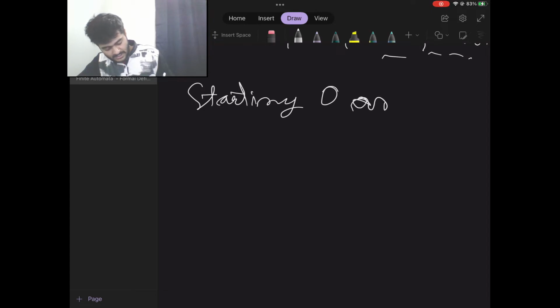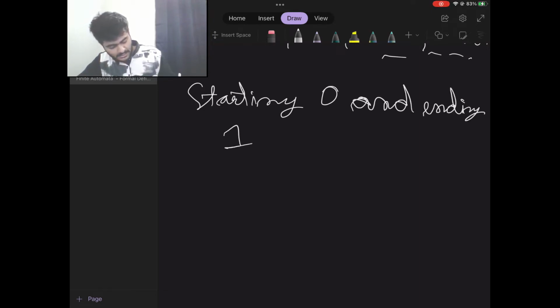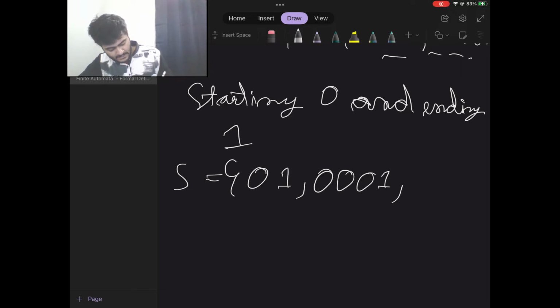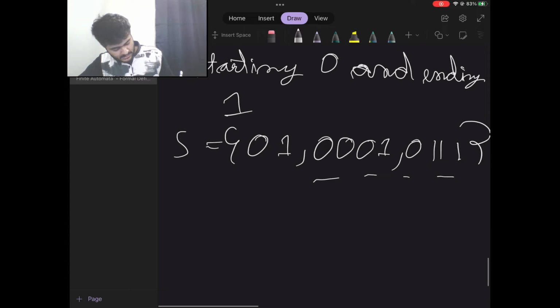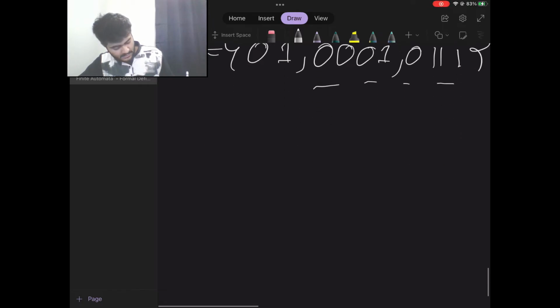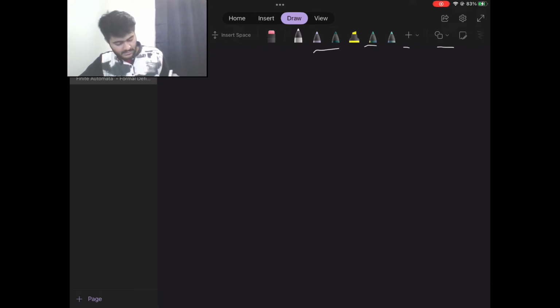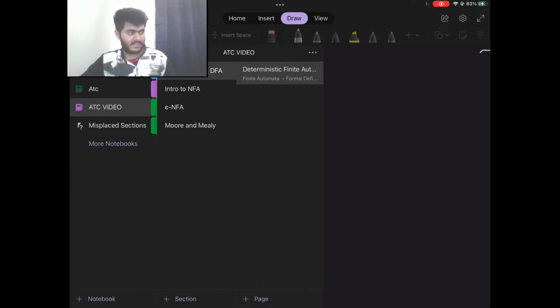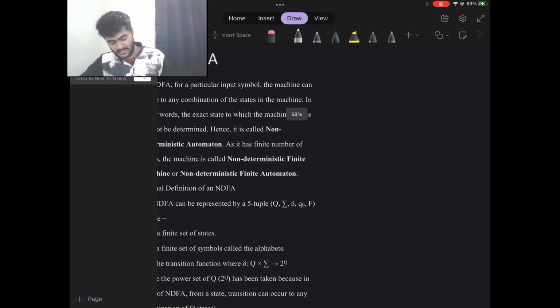Like starting with 0 and ending with 1. So the set will be like 01, 001, 0001, 011, 111. So all of these will be contained. So usually try to build a set; it will give you more understanding of this.